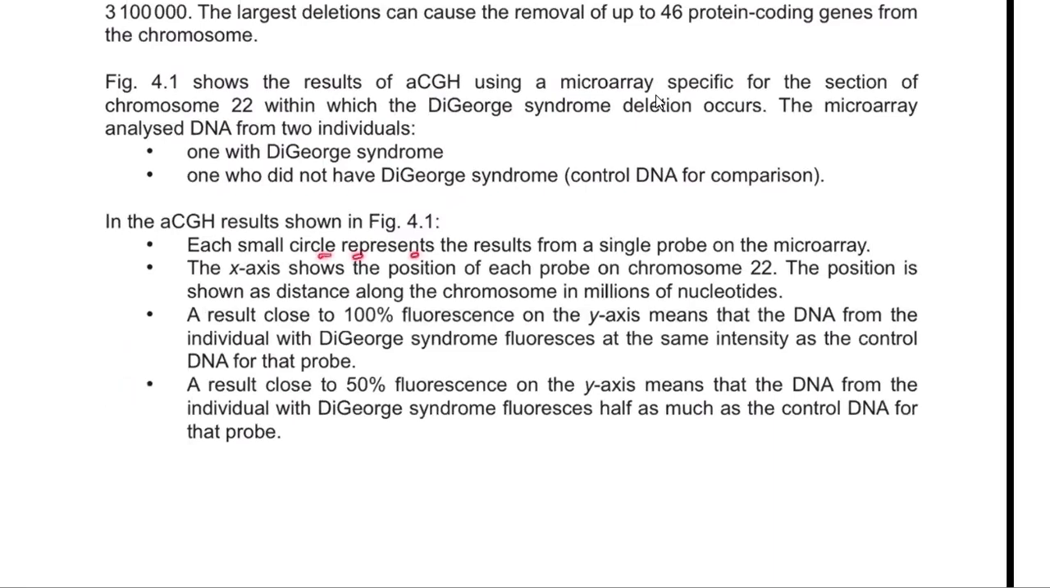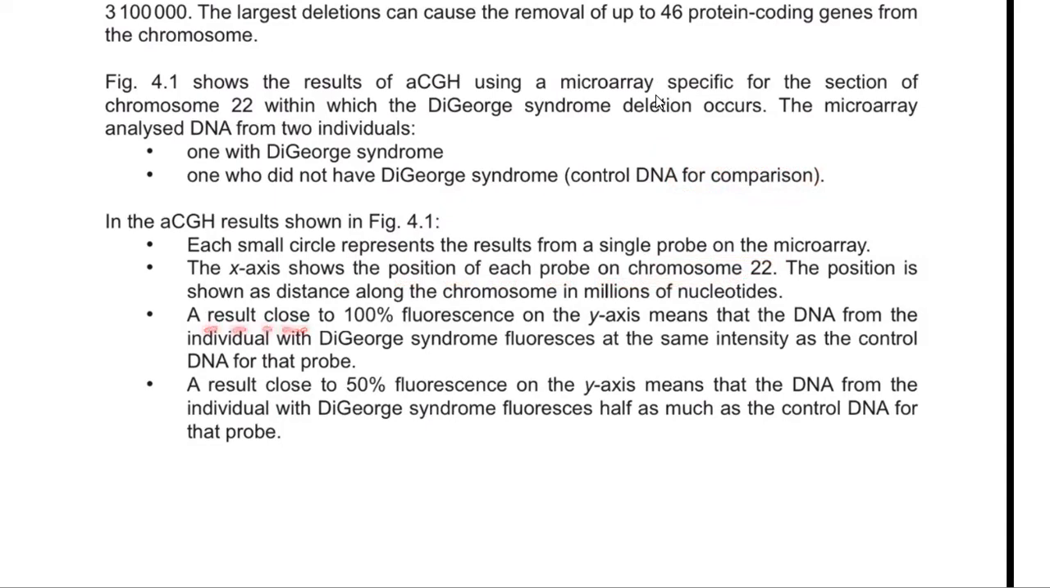Each small circle represents the result from a single probe on the microarray. We know the microarray has many probes, so hybridization occurs wherever the gene is present. The x-axis shows the position of each probe on chromosome 22, the relative position of the loci, as distance along the chromosome in millions of nucleotides.